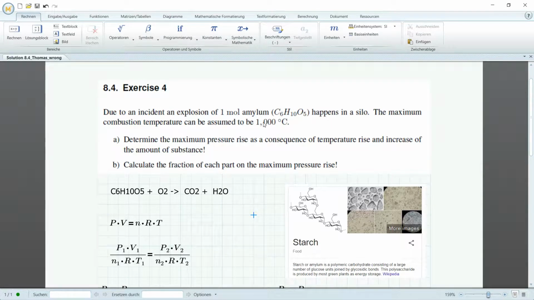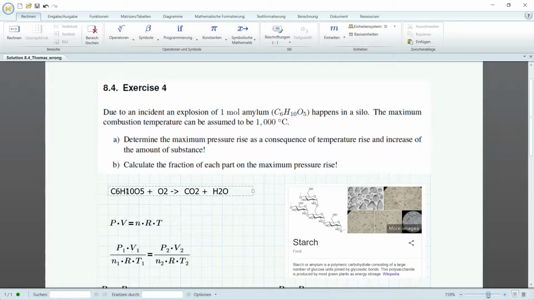The maximum combustion temperature here is told to be 1000 degrees centigrade, and we should calculate the pressure rise and how much can be attributed to the temperature rise and how much to the amount of substance. What it means by the amount of substance here is, in an explosion, the starch is being oxidized. So here we have for amylum C6H10O5. First we need to write and balance this equation in its stoichiometry.